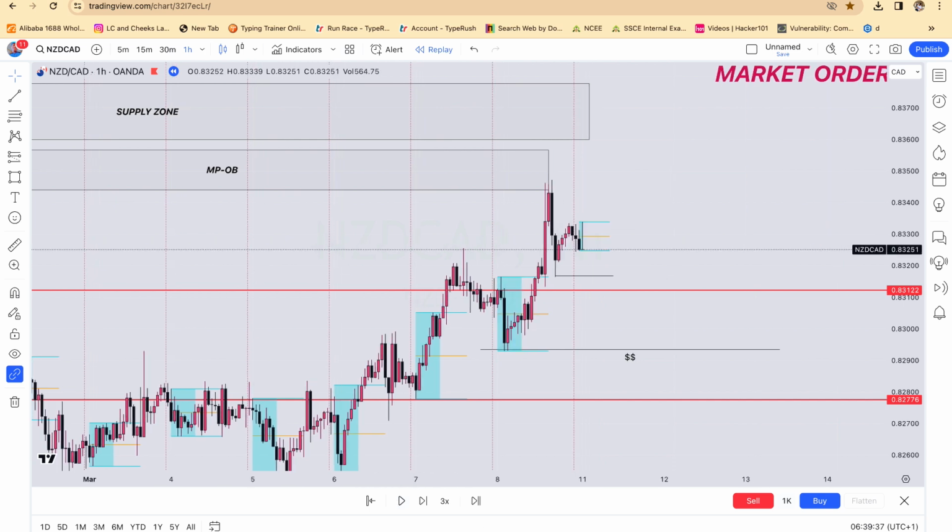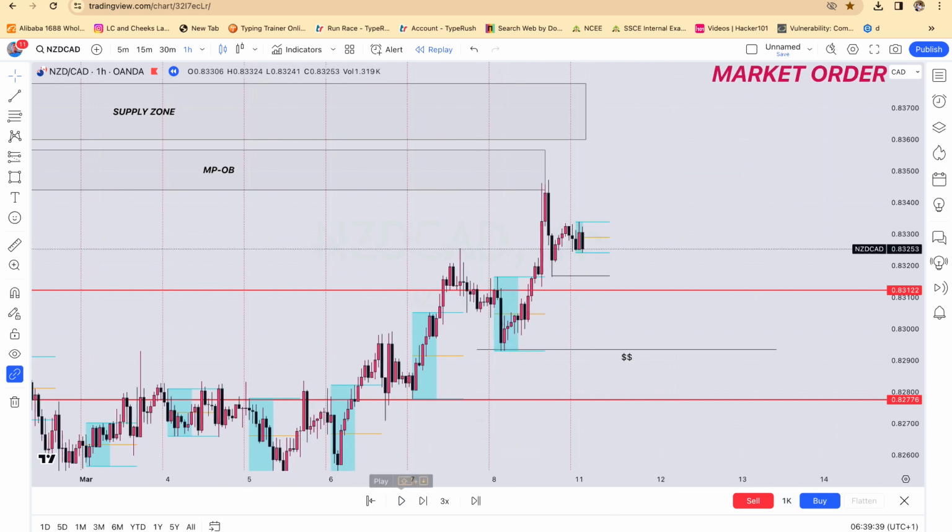Okay, you can see, guys, look at this right here. Price left us with this guy. You can see this guy, right? So this is actually an engulfing candle. So I am wanting to work with this engulfing candle.